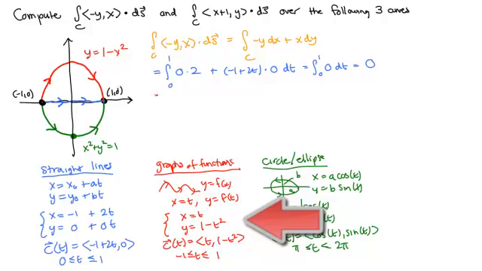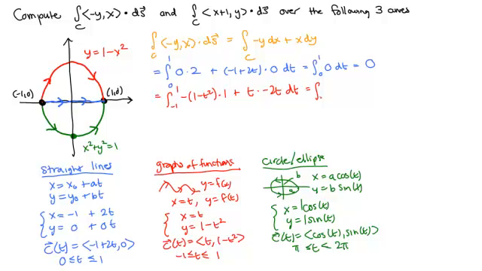Over the parabolic segment, we're going to integrate from minus 1 to 1 the negative of the y value, so negative 1 minus t squared, times the derivative of the x value, which is 1, plus the x value, t, times the derivative of the y value, negative 2t, dt.